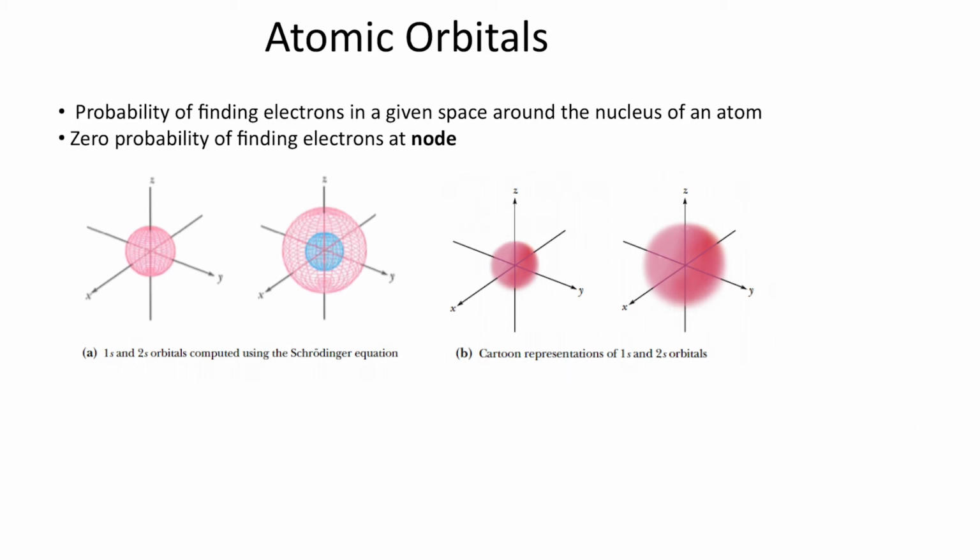The 2s orbital, as you can see, has a node in between, and the probability of finding an electron in this particular node is 0. There is no node for the 1s orbital.